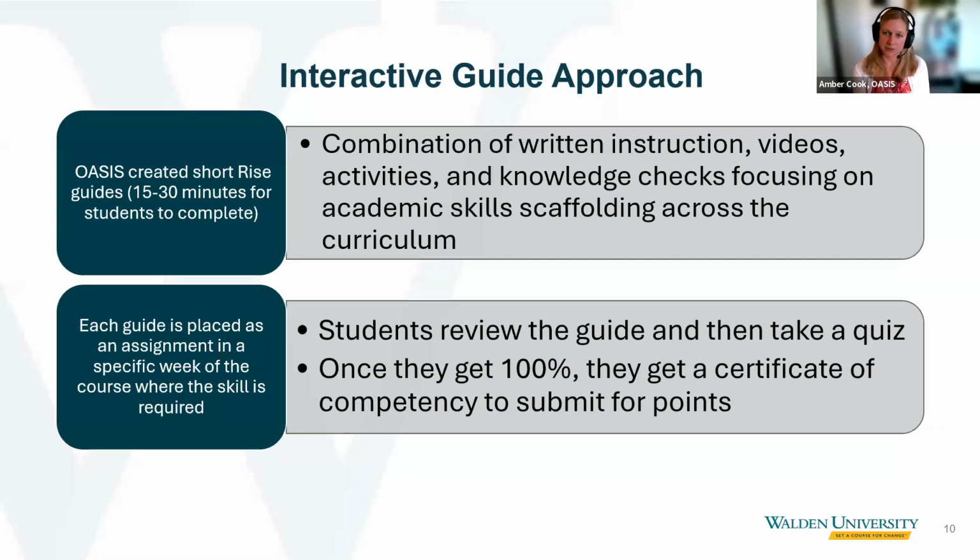The way we turn that into an assignment is that the students will review the guide, and at the very end of the guide, there's a 5-question quiz, and they get multiple attempts to take it. Once they reach 100% on that quiz, they can download a certificate of competency, and then they can submit that for points. So pretty much everyone who does it and actually completes the quiz will receive full credit on that assignment. And it's a small credit.